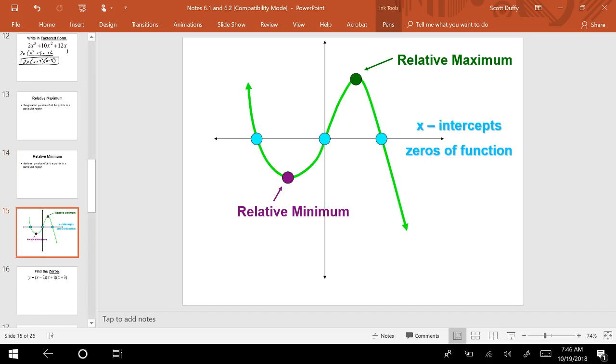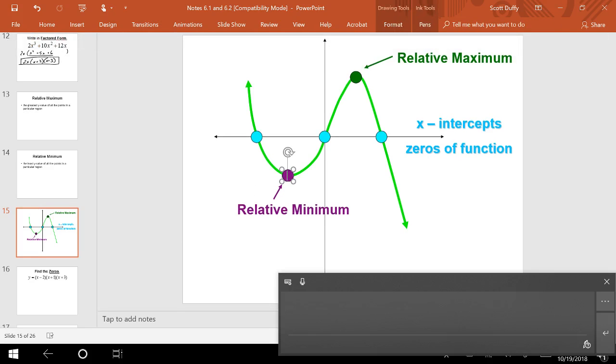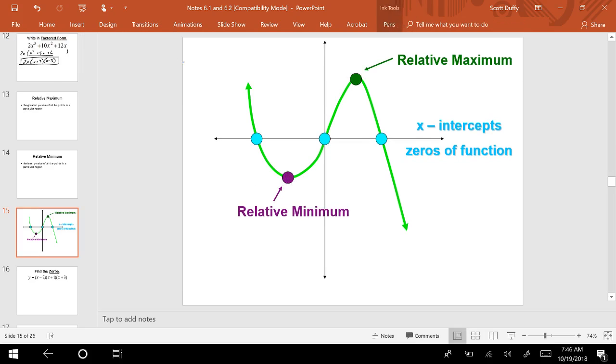If you have a graph like this, the relative maximum is up here, the relative minimum is down here, and basically it's the y value of whatever that is. So in this case, if the y value of this is like 5, and this is -4, the relative maximum would be 5, and the relative minimum would be -4.